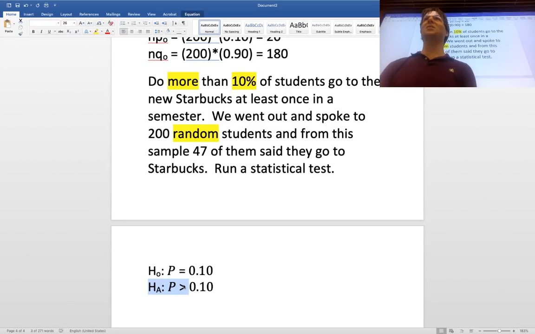And also, I want you to note something. The way I'm reading these nulls and alternatives is really going to help at the end when I say some very simple things like I reject or I fail to reject. And we'll talk about that when we get to it.